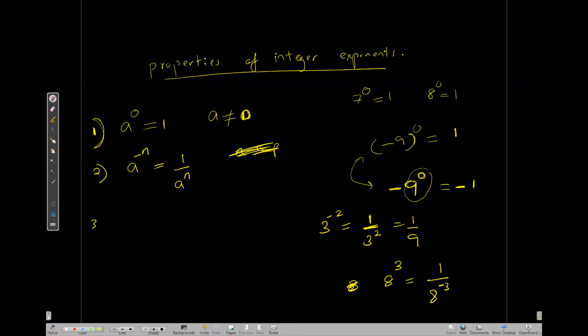Okay, number 3, let me go to a new page actually. Third property, a to the m times a to the n. M and n, they can be the same, but not necessary. That's going to be a to the m plus n. So for example, let's say a is 2, 2 to the 3, 2 to the 4. That means 2 to the 7.